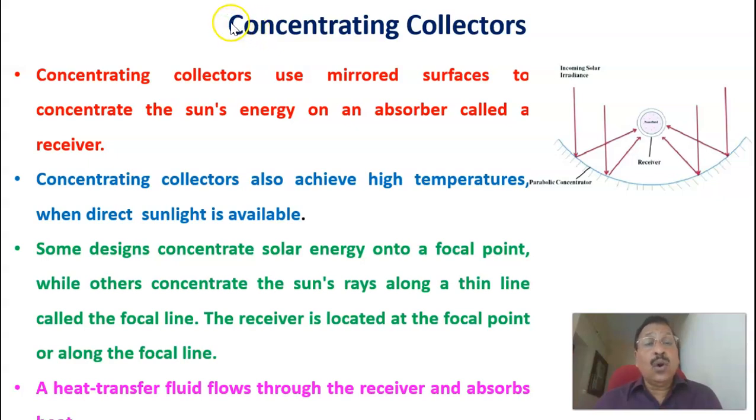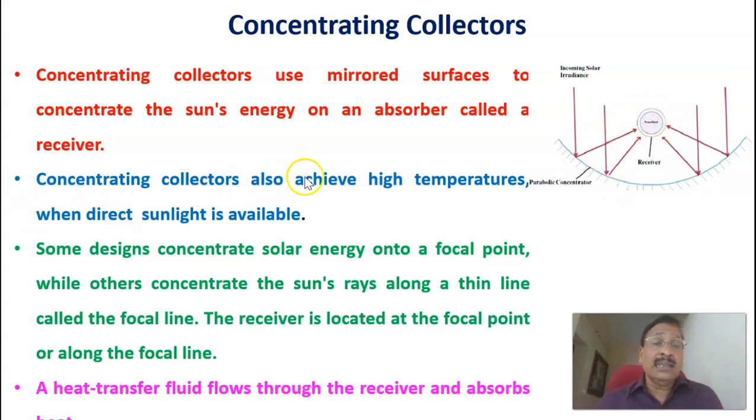The second one we call concentrating collectors. Concentrating collectors use mirrored surfaces to concentrate the sun's energy on an absorber called a receiver. Say this is the mirrored surface, and the energy of the sunlight falling on it is reflected to a center point here. The heat transfer fluid flowing through the receiver gets heated. Here the solar radiation falling on the mirror is concentrated and focused on an area here, and the fluid flowing through it gets heated.